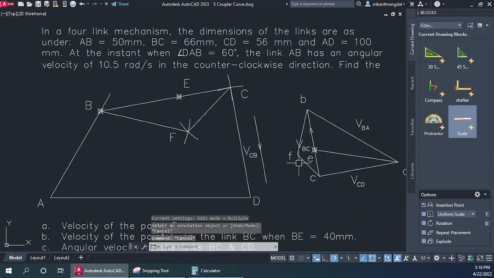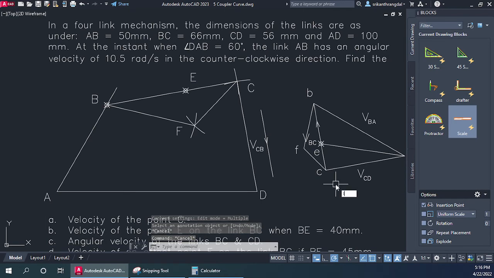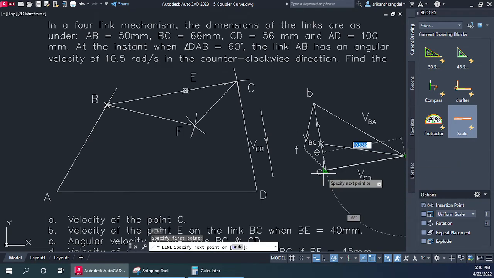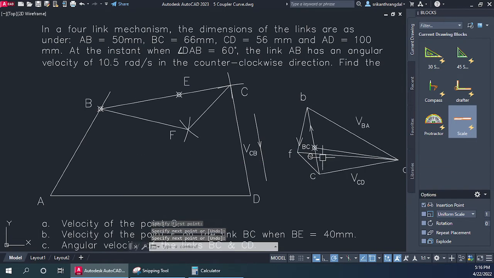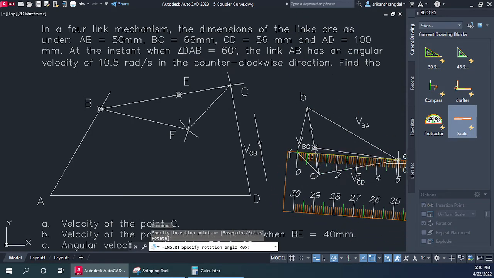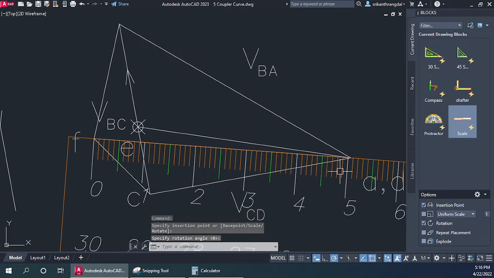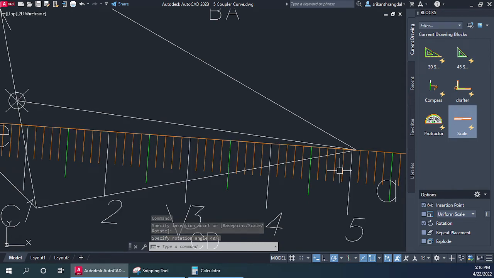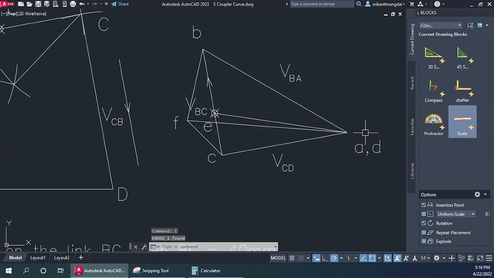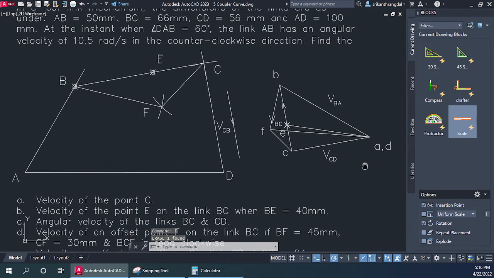So now that we have got the point F, in order to find the velocity of F, we just need to join this point here with the F, and this line is going to provide us with the velocity of F. Let's go ahead and measure it. I'm going to take the scale right here and see what is the measurement. So we can see that it is 50.5, so 50.5 is the velocity of F.